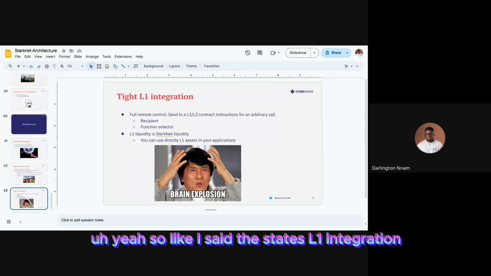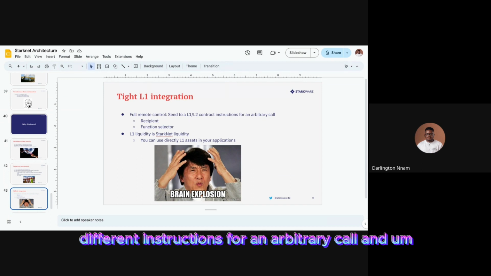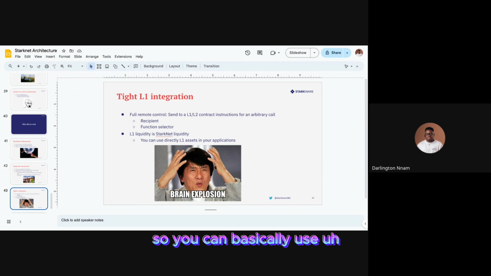Yeah, so like I said, with the Starknet L1 integration, first of all, you have full control. You can send different instructions for an arbitrary call to an L1 or L2 contract. And basically, L1 liquidity is Starknet liquidity, which opens room to more liquidity on Starknet. So you can use this to directly access assets, ERC-20 token assets, NFT assets, etc. on L1 from your applications.